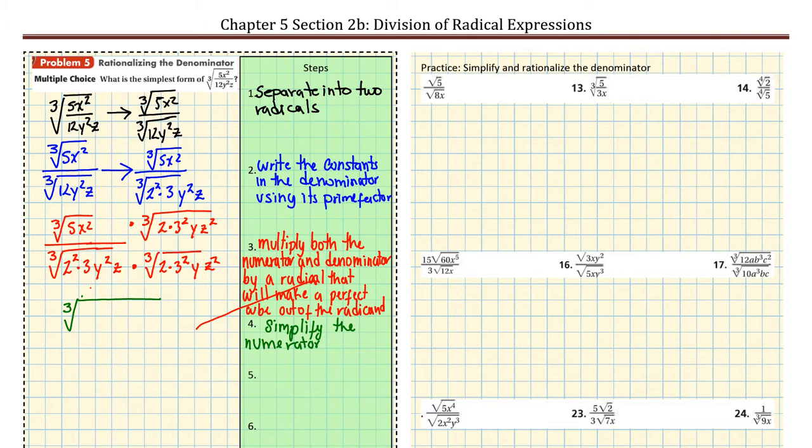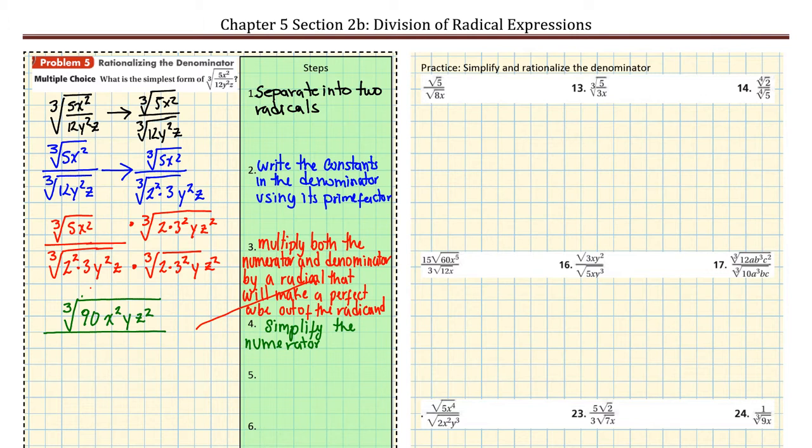Now we know that 90 cannot be broken apart into smaller parts and simplified because the prime factors of 90 are 5, 2, and 3 squared, none of which have a power of 3. Then we're going to have x squared, y, and z squared. Notice that on the bottom, we still have the same multiplication.